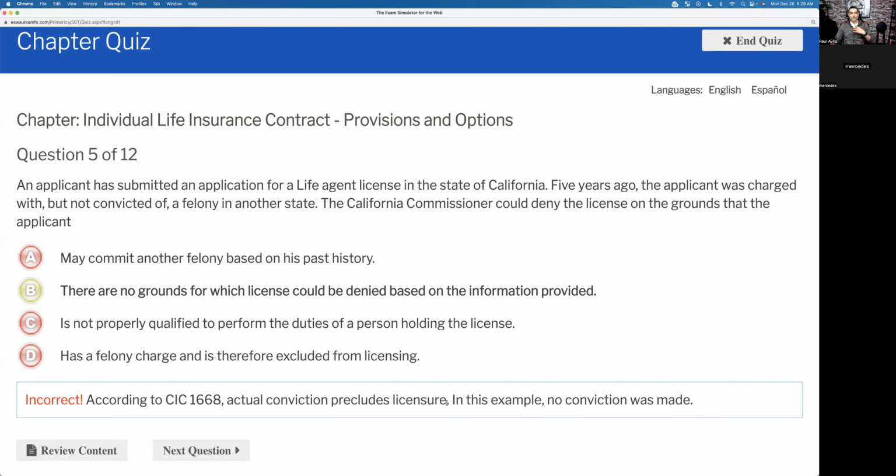So if you're actually convicted, that's what would get you to not qualify to get a license. But this one, he wasn't convicted, so he's good to go. Look at B, it says there are no grounds for which a license could be denied based on the information provided. He should be able to qualify. So right here it says the commissioner could deny. No, he couldn't because there's no grounds for that. He was convicted, but never charged. All right. Okay. No, the other way around. He was charged, but not convicted. That's what I meant to say.